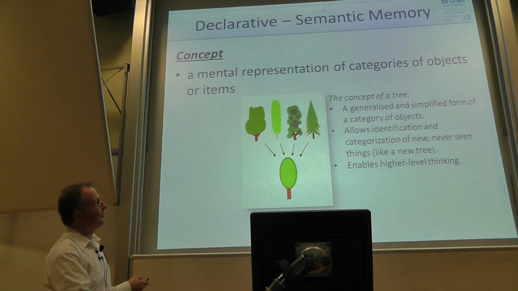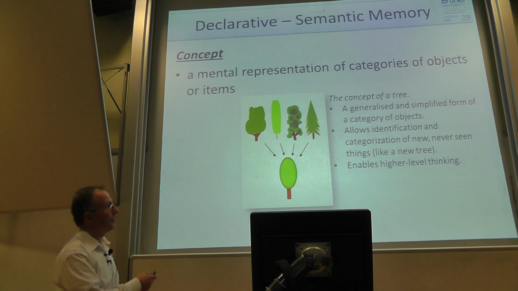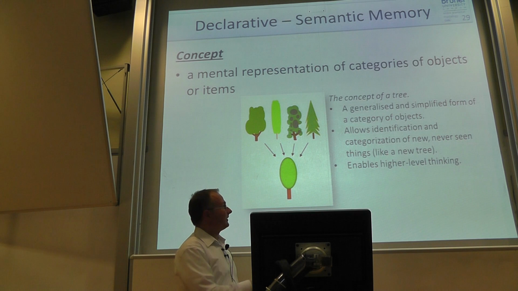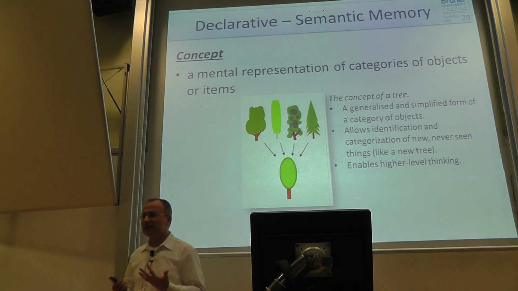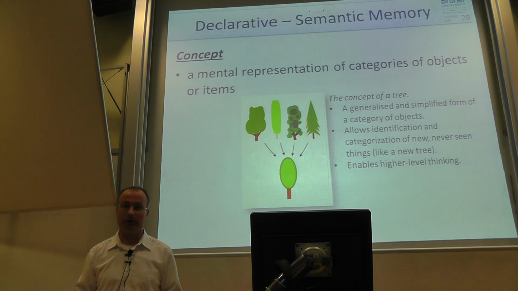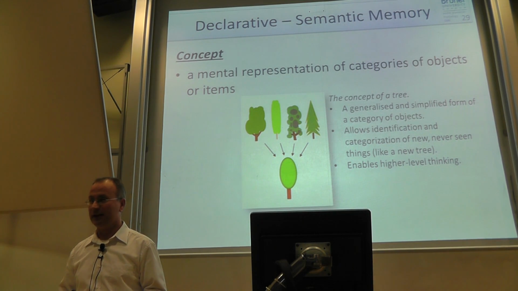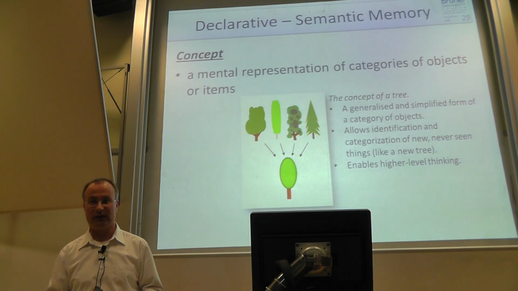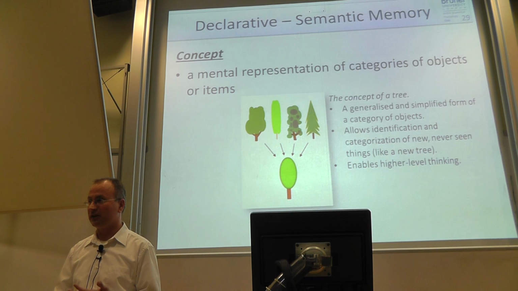So the concept is basically a generalized, simplified form for a category of objects. And the crucial thing is that this is one of the prerequisites also for higher level thinking, because we can think in categories. We can speak of trees and things like that.